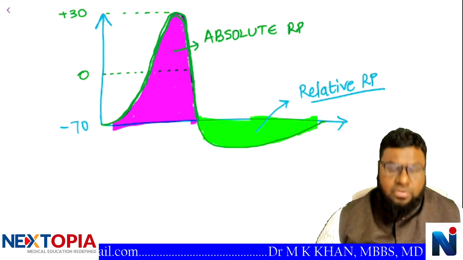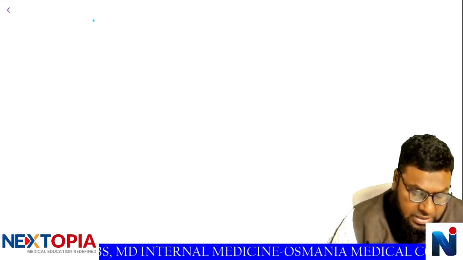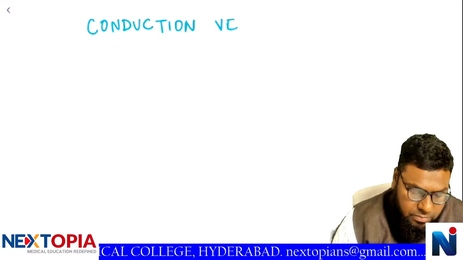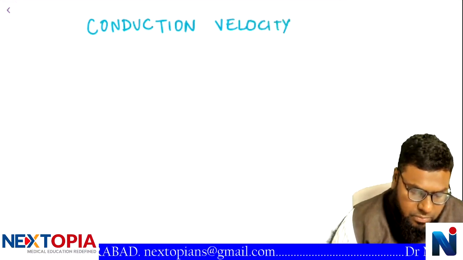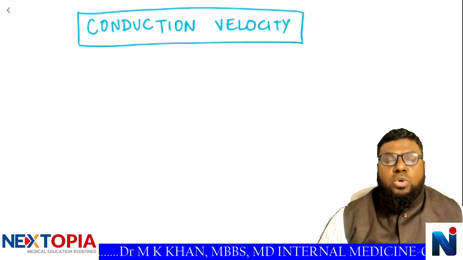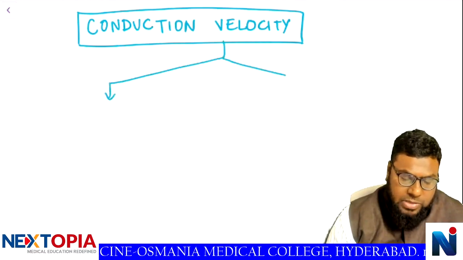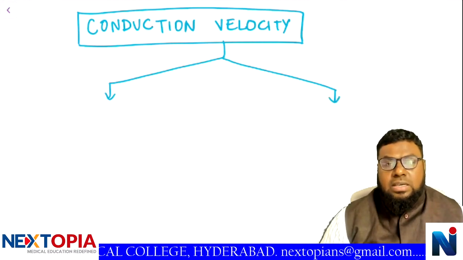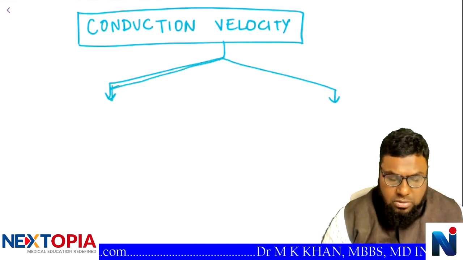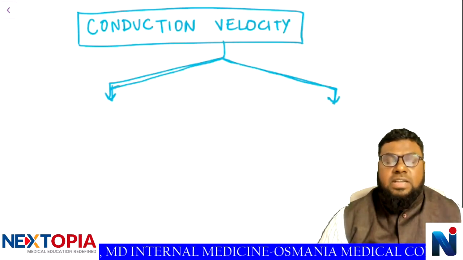We are discussing the properties of action potential. The first property which we discussed was refractory period. Next property we'll try to understand is conduction velocity. Conduction velocity of action potential. There are two primary factors influencing conduction velocity of the action potential. All right. Conduction velocity of action potential is determined by two things.